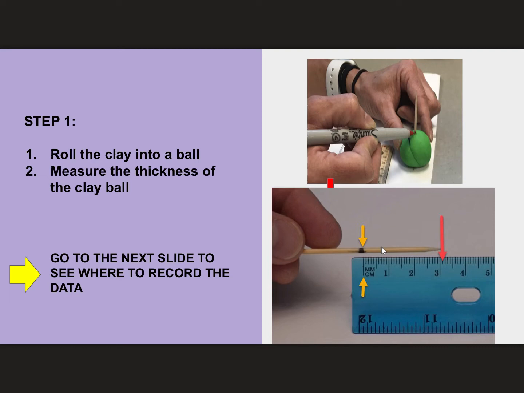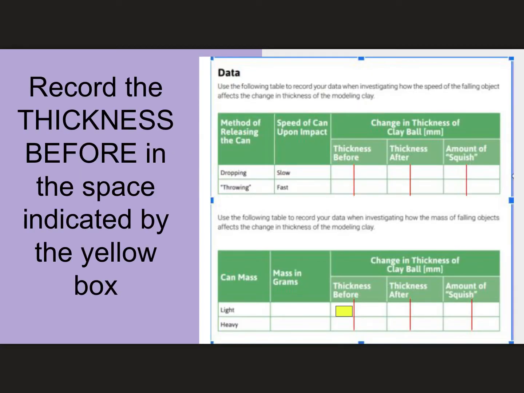The next step is to roll the clay into a ball and measure the thickness of the clay. You're going to follow the same procedure, inserting the toothpick down to the bottom of the surface, marking it, and then using the ruler to determine the thickness of the clay. You are going to record the thickness before in the space indicated by the yellow box.